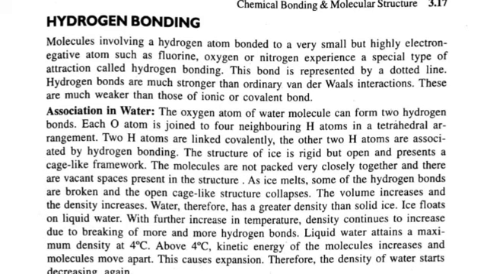Association in water, if I talk about it, the oxygen atom of the water molecule can form two hydrogen bonds. Each oxygen atom is joined to four neighboring hydrogen atoms in a tetrahedral arrangement. Two hydrogen atoms are linked covalently, and the other two hydrogen atoms are associated by hydrogen bonding. The structure of ice is rigid but open. It presents a cage-like framework. The molecules are not packed very closely together, and there are vacant spaces present in the structure.